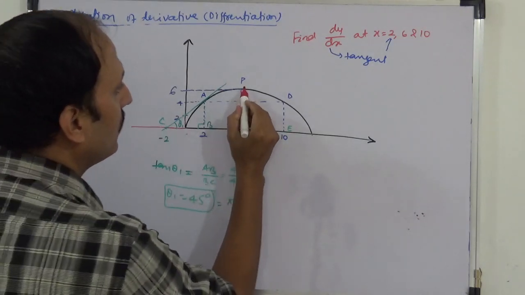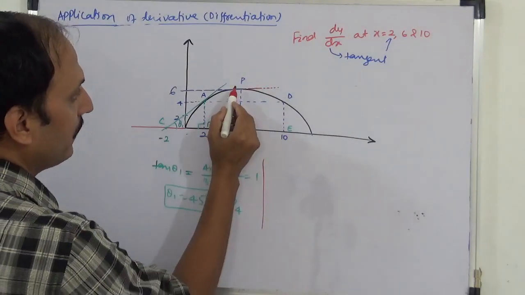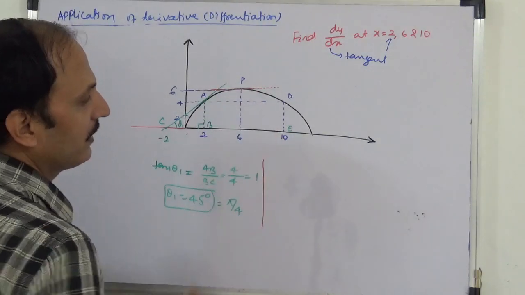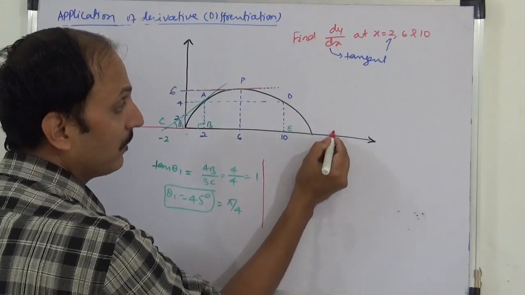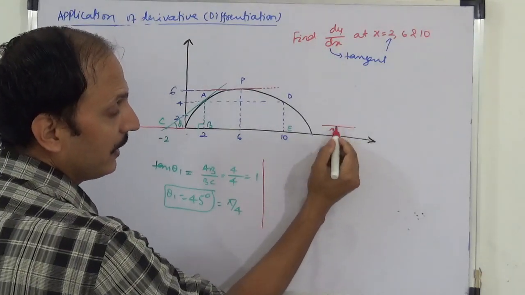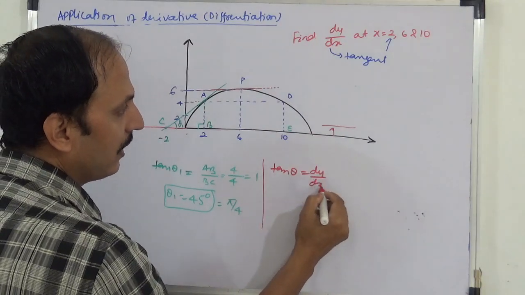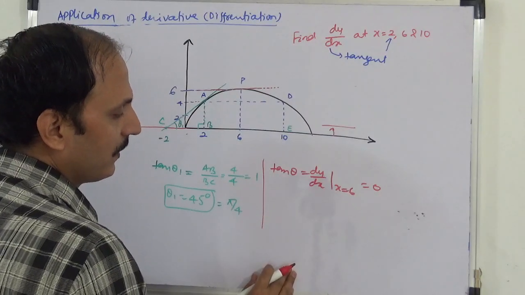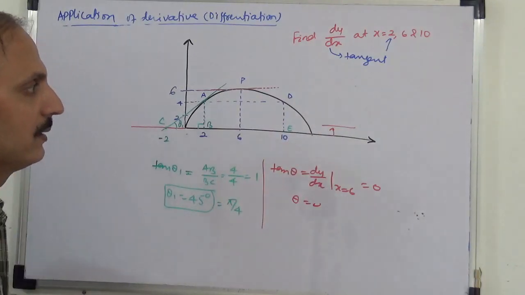At P, if you draw the tangent at P, you can see this line is parallel to the x-axis. If the line is parallel to the x-axis and we measure the angle from the x-axis, then tan theta or dy by dx at x is equal to 6 will be 0. So theta is 0 because this line is parallel to the x-axis.